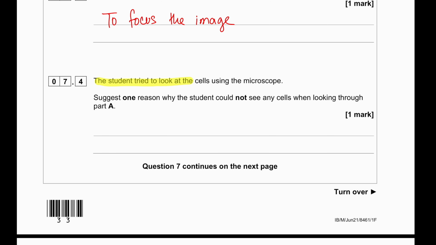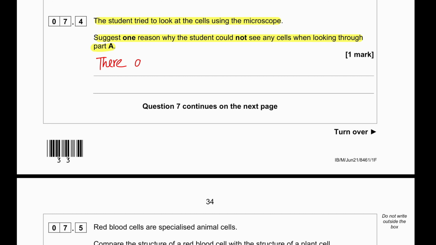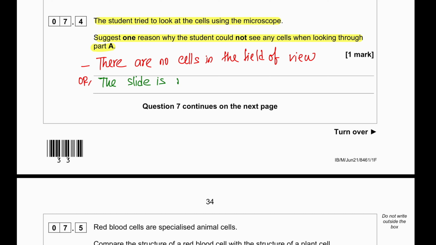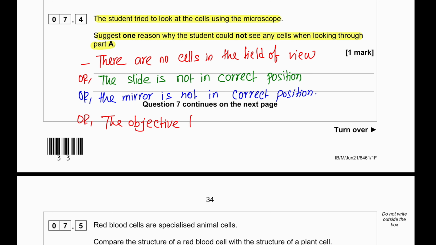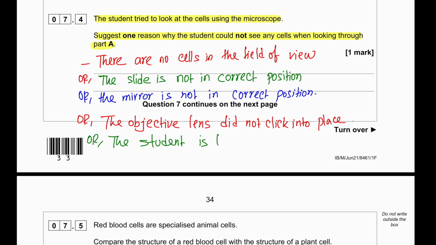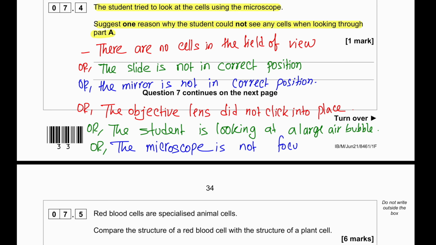The student tried to look at the cells using the microscope. Suggest one reason why the student could not see any cells when looking through part A. It could be due to many reasons. One of the reasons could be there were no cells in the field of view, or the slide was not in the correct position, or the mirror was not in the correct position, or the objective lens did not click into its place, or the student is looking at a large air bubble, which is why sometimes you won't be able to see the image, or the microscope is not focused. Any one of these points is correct.